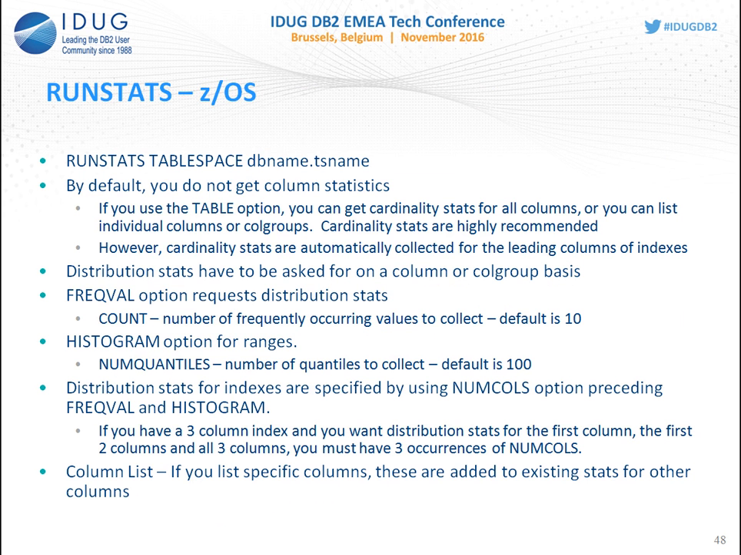But be careful, if you have a 3-column index and just say NUMCOLS 3, you're only going to get the distribution stats for that 3-column combination. You won't get the distribution stats for the first column alone or the first 2. If you want those, you have to have 3 different NUMCOLS occurrences. NUMCOLS 1, NUMCOLS 2, and NUMCOLS 3.